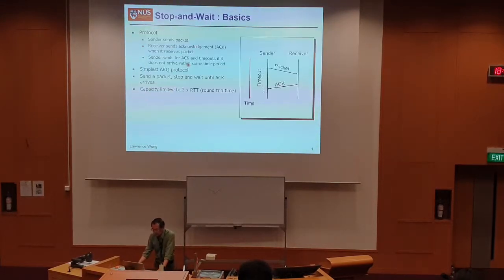The first and simplest is this one: stop and wait. Basically, I send you something, you acknowledge. I send you something, you acknowledge. There's always a timeout period, so if you don't get an acknowledgement before the timeout, you assume you have not been successful and you have to resend. This is the basic one, the simplest ARQ protocol, and capacity is limited to 2 times the round trip time. We saw this capacity limit earlier in the example of Aloha, remember?